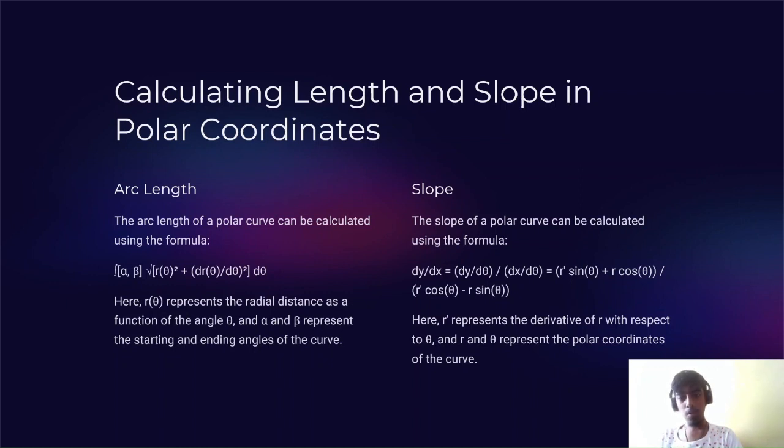Slope. The slope of a polar curve can be calculated using the formula dy by dx is equal to dy by d theta divided by dx by d theta, which is equal to r dash sin theta plus r cos theta divided by r dash cos theta minus r sin theta. Here r dash represents the derivative of r with respect to theta and r represents the polar coordinate of the curve.